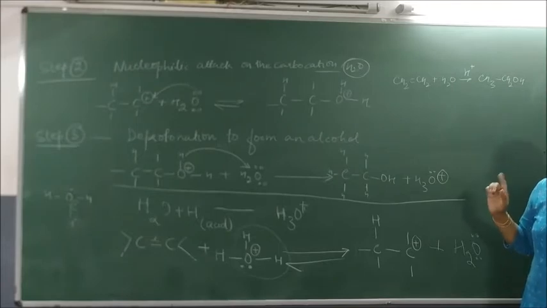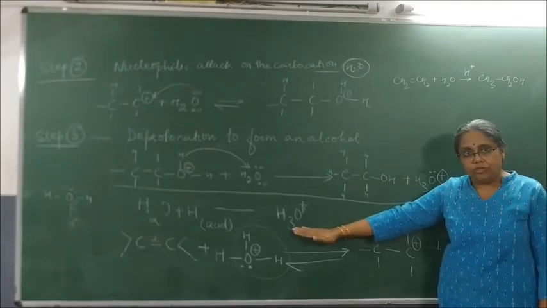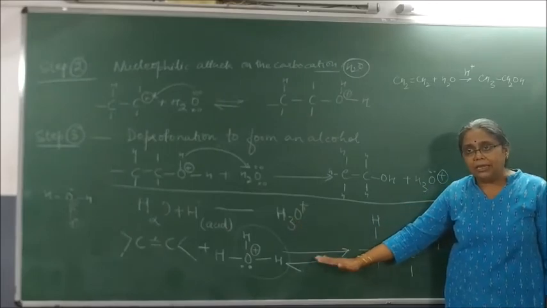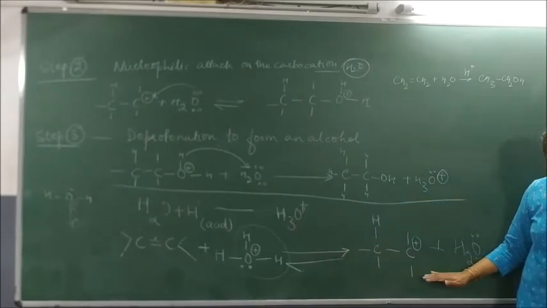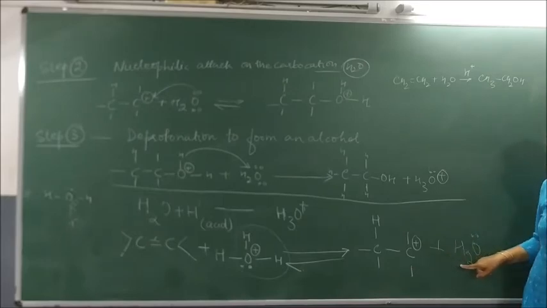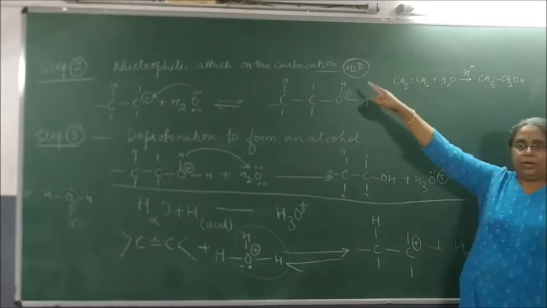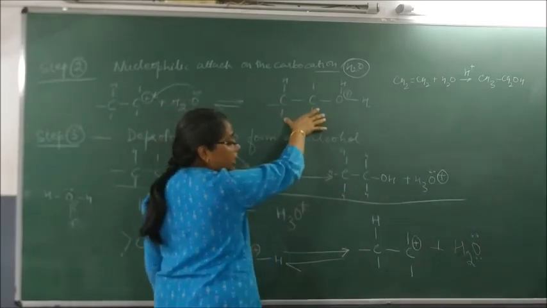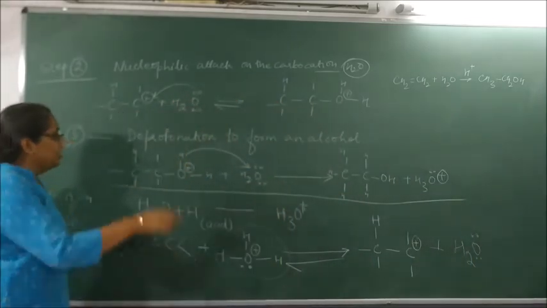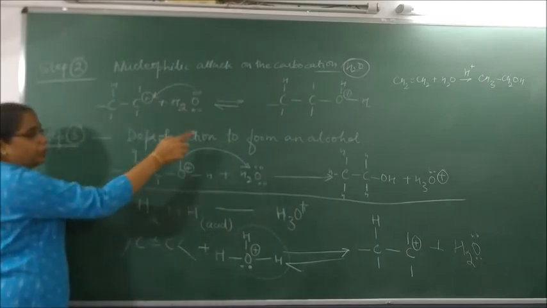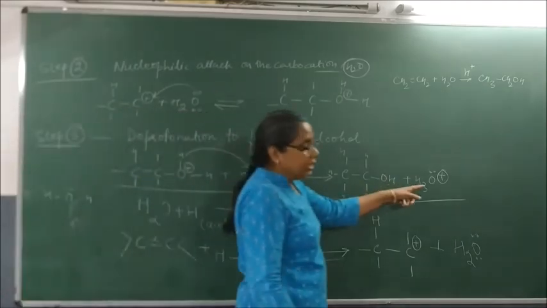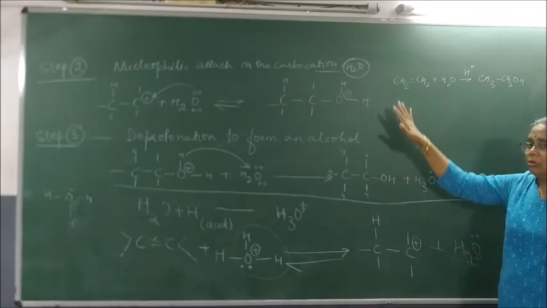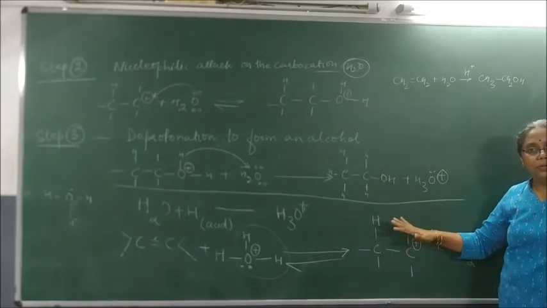Clear? First, generation of electrophile, attack of electrophile on the alkene to form what? Carbocation. Whatever the product is now, they will react to form what? An intermediate complex. This intermediate complex will deprotonate itself to again give the electrophile. Understood? So this is how the entire mechanism takes place.